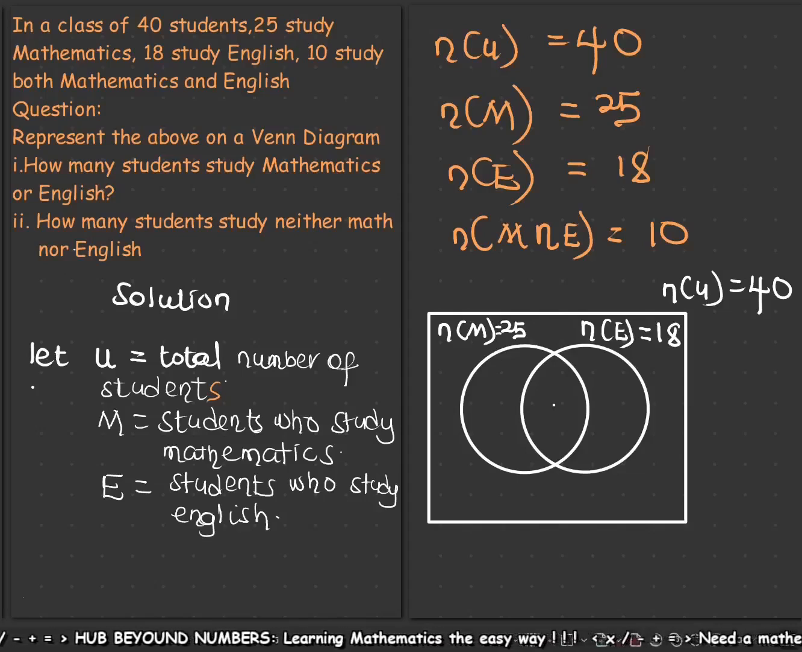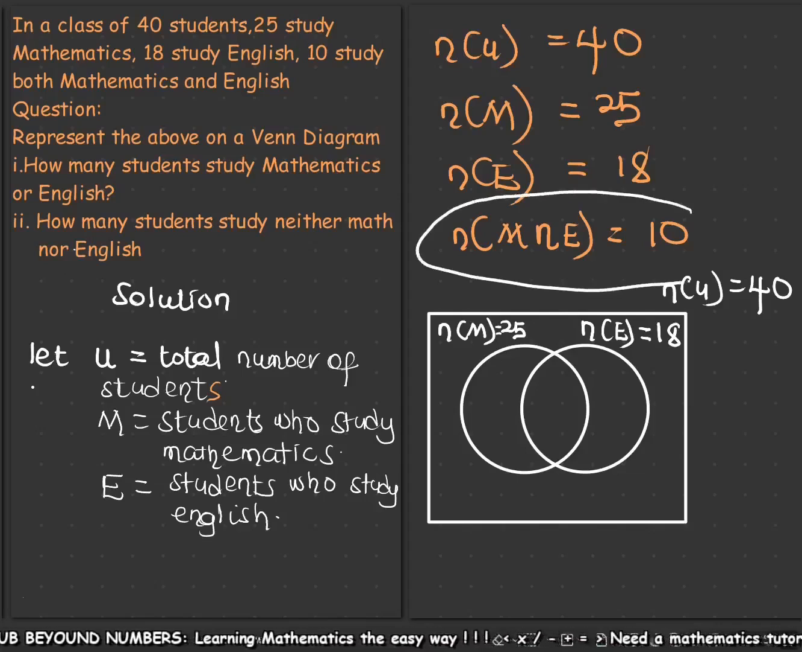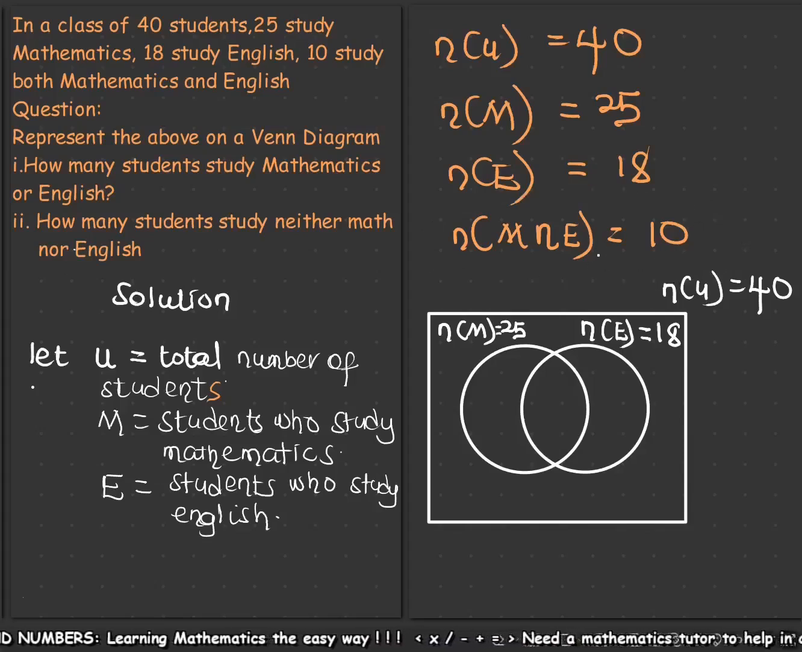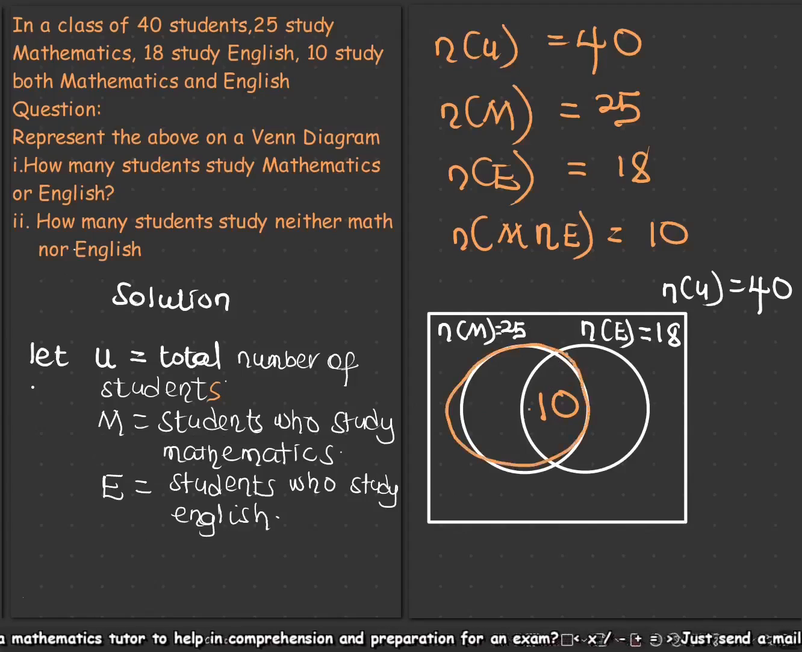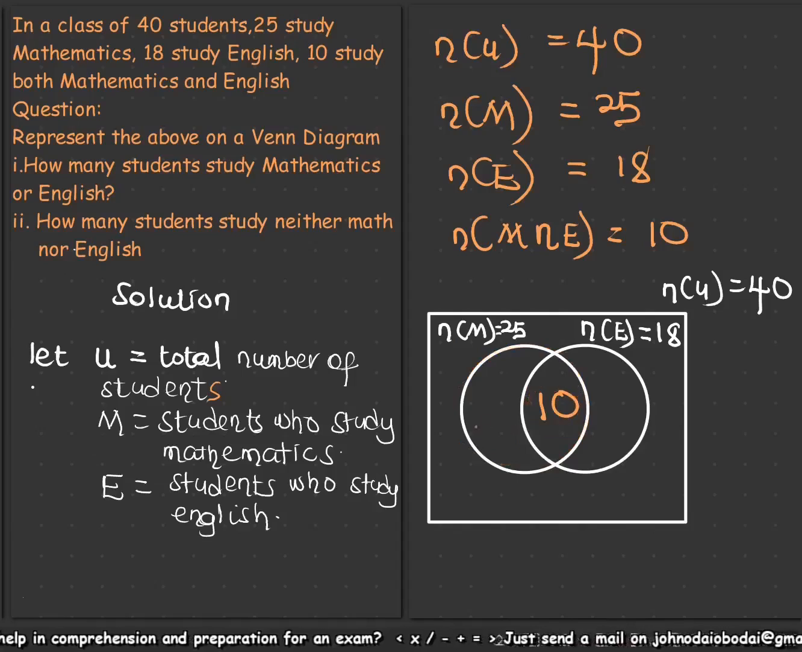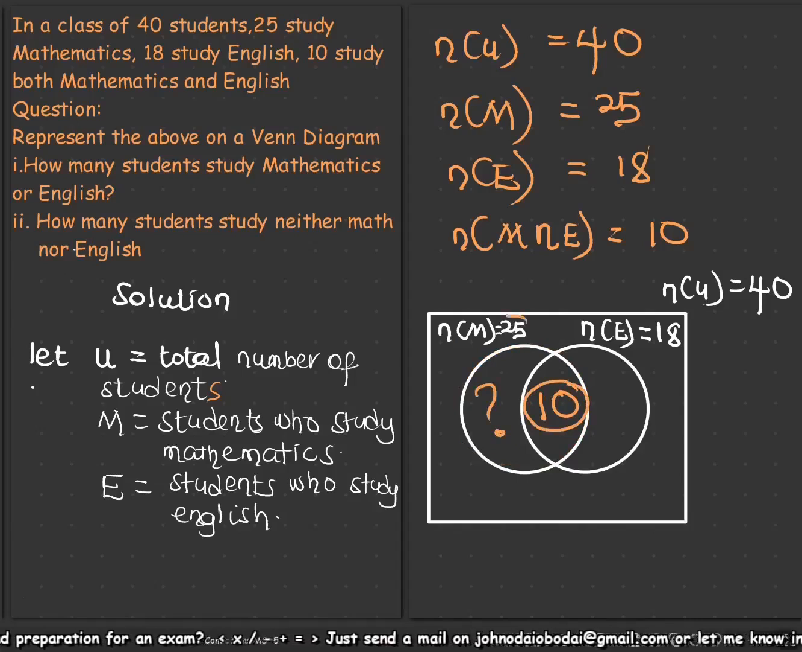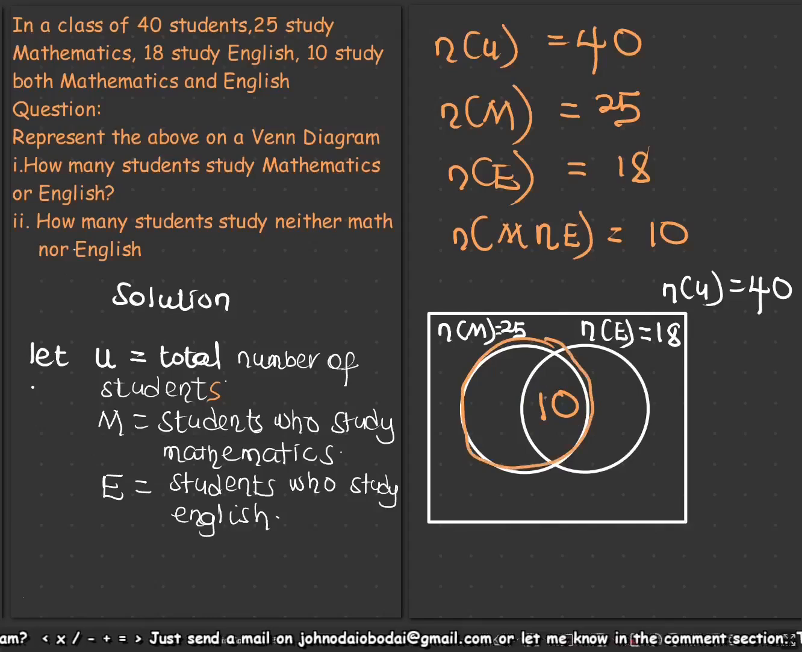Starting from within, we start with what? The intersection. So the number of students who study both is 10. You see, then that comes to mind. You said that maths was 25. So if maths is 25, this whole circle here is 25, and you have already gotten 10 out of it as the intersection, then what is supposed to be here so that it adds up with the 10 to give us the 25? Remember, this whole circle here is for mathematics.